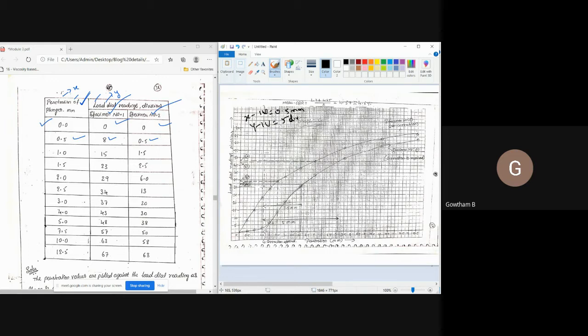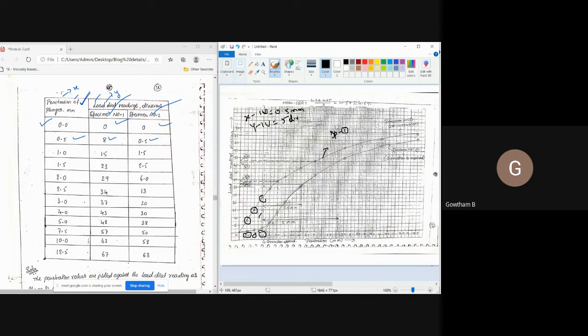Now this curve represents specimen number 1. I took the penetration value on the x-axis. You can see here for 0.5 mm penetration, the load dial reading is 8. I marked it here. Next, for 1 mm penetration, I marked the division as 15. Next, for 1.5 mm penetration, I marked the division as 23.